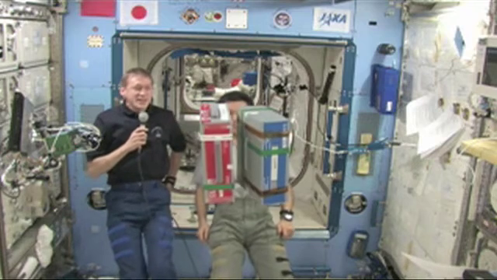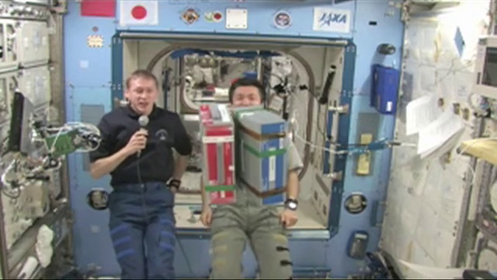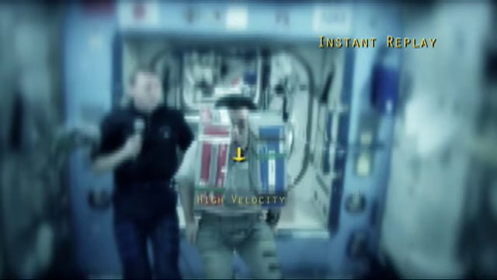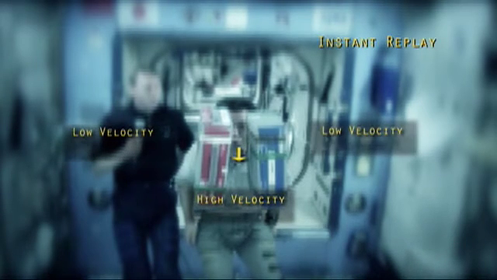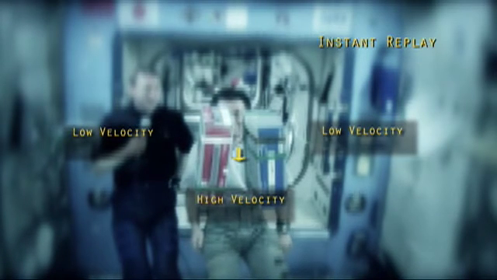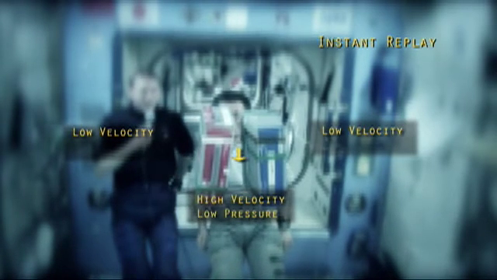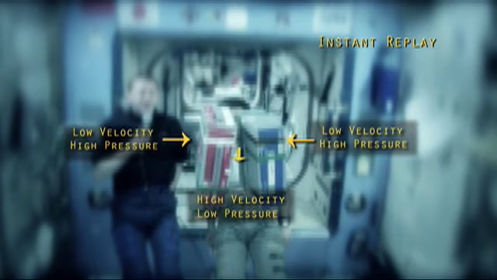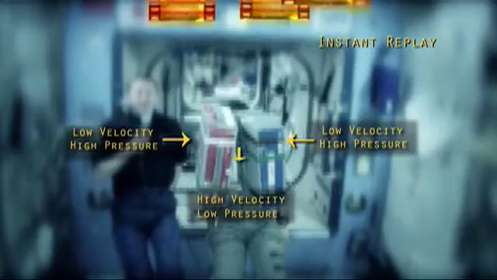What you can very easily see here is the containers are drifting together. What is happening? Again, the air that Koichi is blowing through the containers has a higher velocity than the surrounding air. Because of that, the air traveling in between the containers has a lower pressure because it's moving at a higher speed. Because of that, the pressure on the outside is pressing the two containers together.